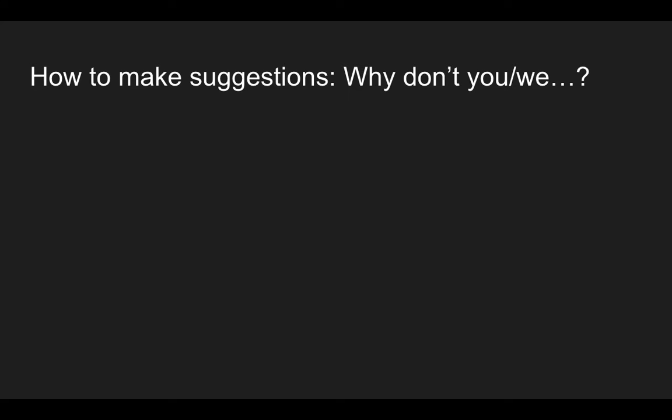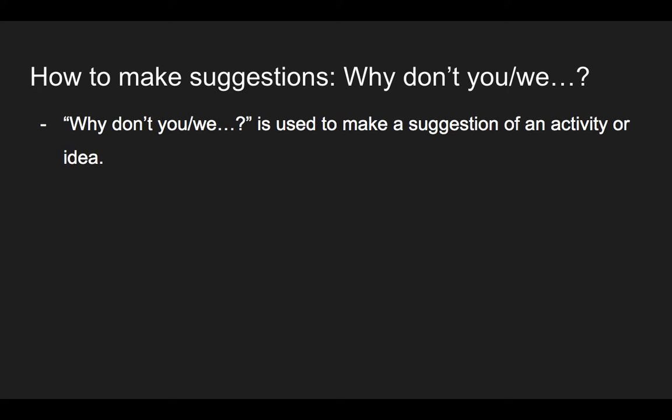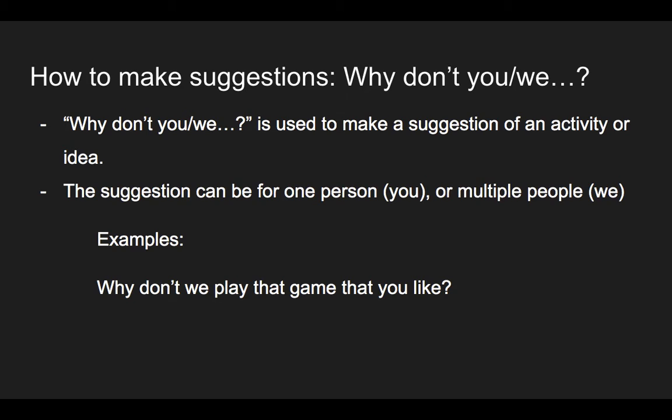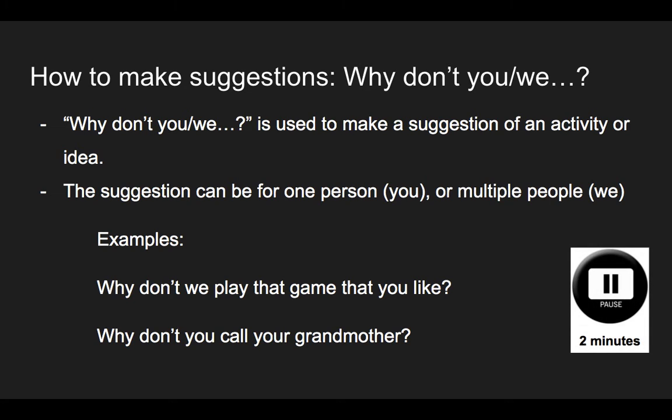Next one, number 2. Why don't you or why don't we? Is another way of making a suggestion for an activity or an idea. This can be for one person, so why don't you, talking to the person, you, or for multiple people, such as we, including the speaker and the person, the subject. So here's some examples. Why don't we play that game that you like? Or why don't you call your grandmother? Okay, again, make a pause, 2 minutes. I want you to think of 2 more examples using why don't we or why don't you?